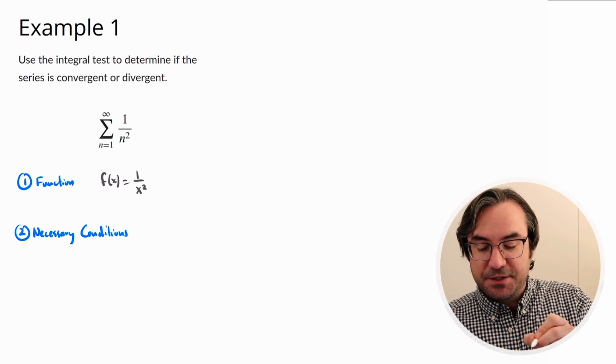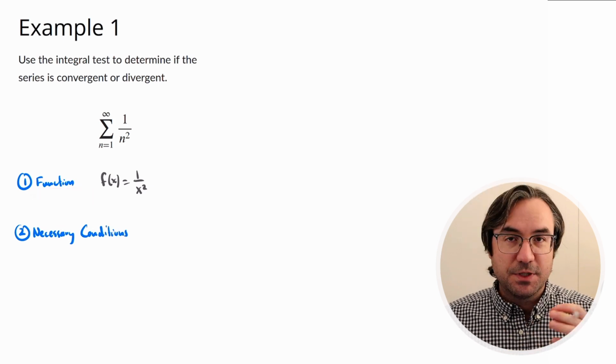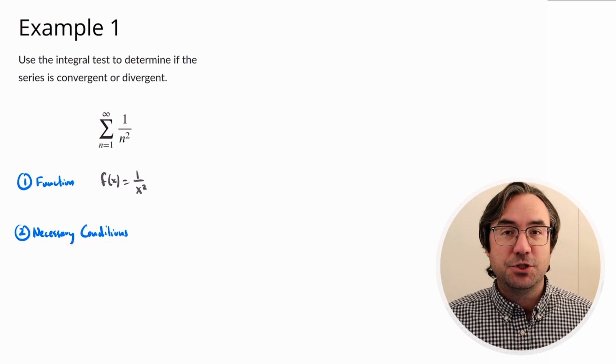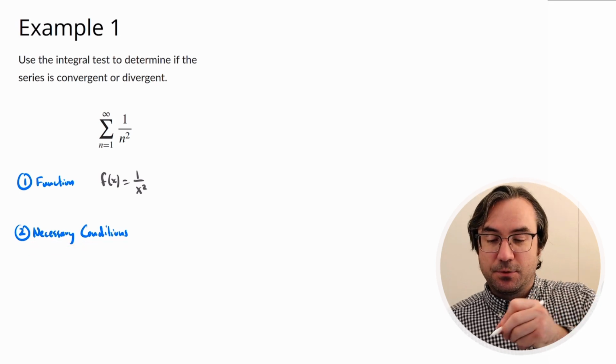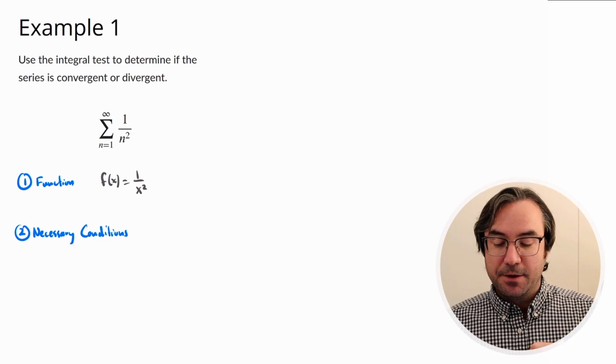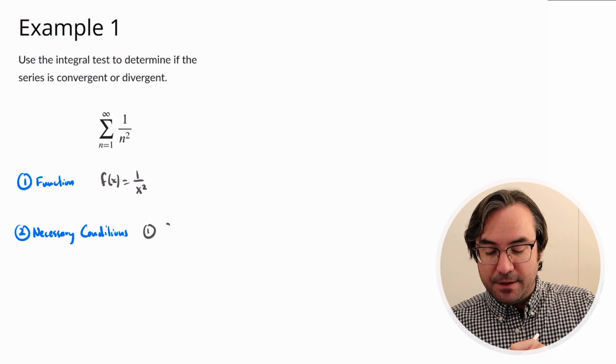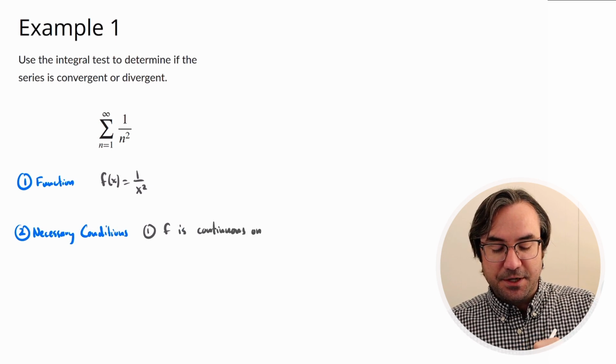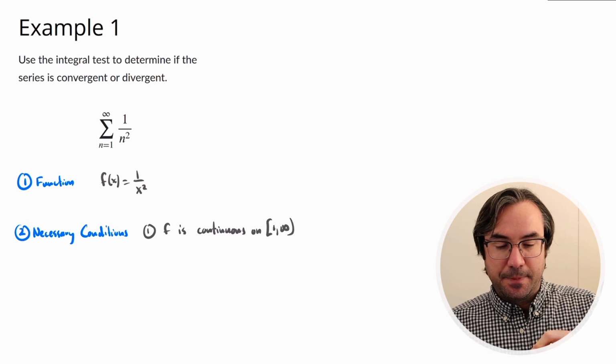And when you're doing these, this is what we want to see. So state the real variable function and then check the necessary conditions. So first thing, f is continuous on this interval 1 to infinity.